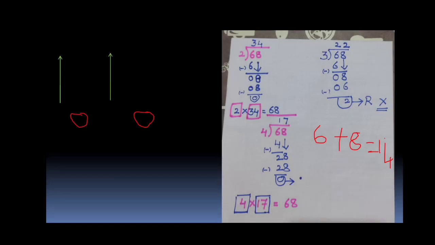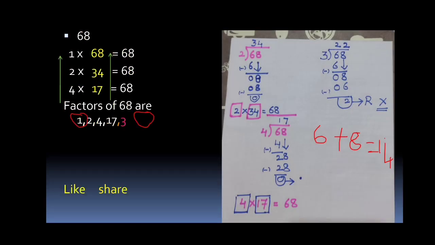If you take here 68, here also same, we are following the sequential order. 1 multiplied by 68 gives 68.